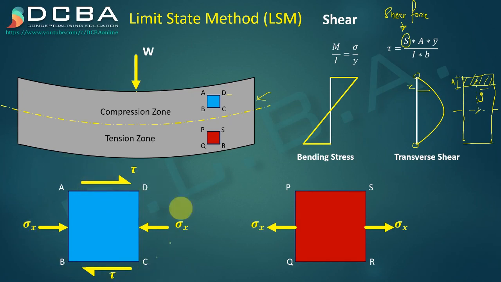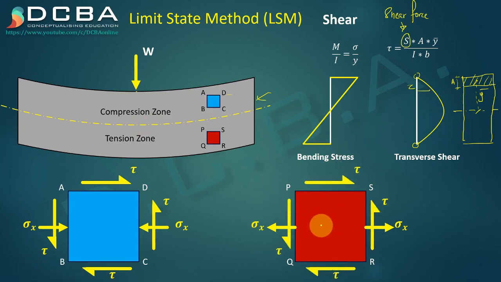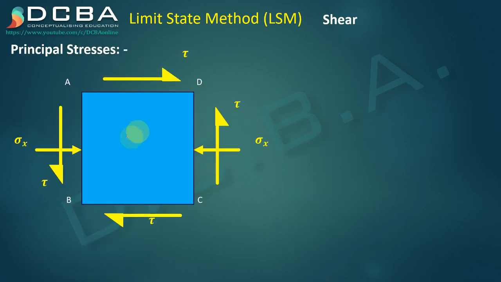This is acting in a clockwise manner, this and this one as a couple. To counteract that, we will be having a resistive transverse shear, and that will be acting in the anti-clockwise manner, and because of this, this small element ABCD will be in equilibrium. Same way here for PQRS also we will be having some transverse shear. So for this element ABCD, we have the sigma x, that is in compression, and we have this transverse shear.